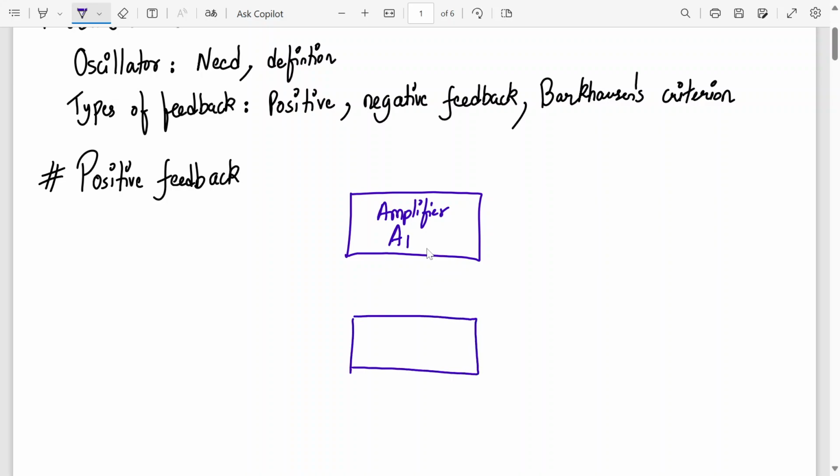Then what do we have? We have a feedback network, yes or no, with a gain K. So the gain of this amplifier network is A1. Now we have a positive block over here.